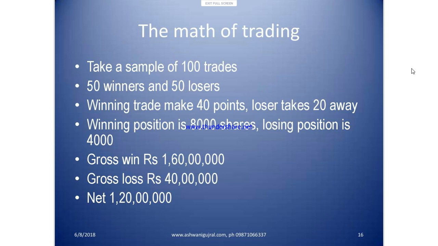Now the math of trading. Take a sample of 100 trades, 50 winners, 50 losers. A winning trade makes 40 points, a loser takes away 20. Again, this ratio can be much better. The winning position is 8,000 after adding to the position. So take an initial position of 4,000, then add 2,000, add 2,000.